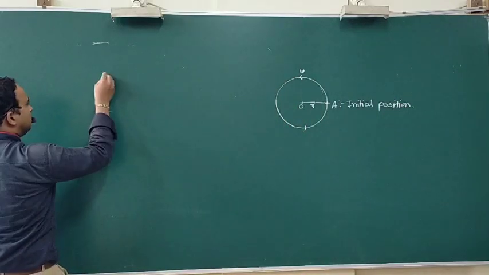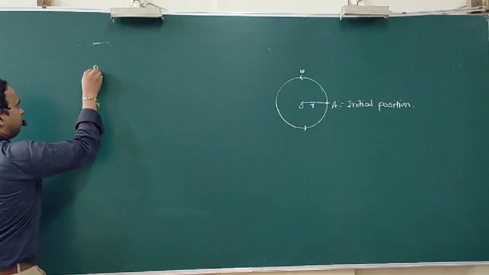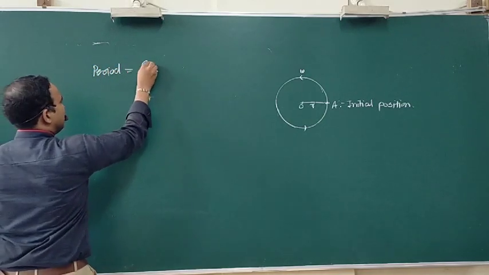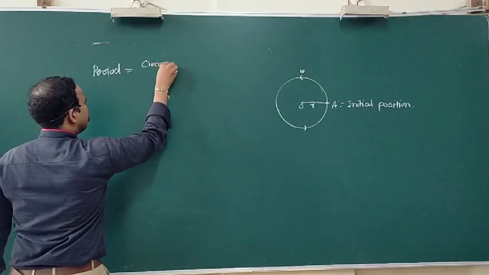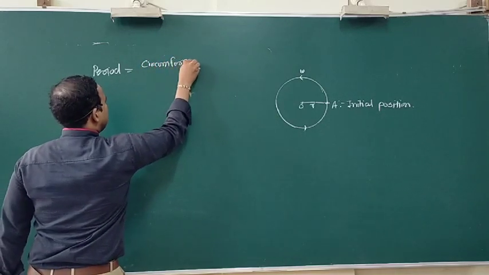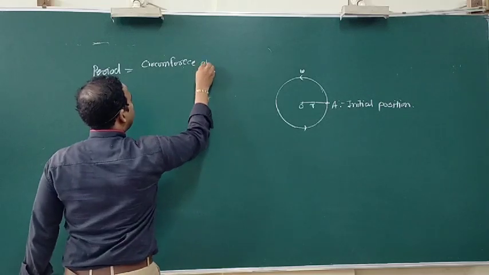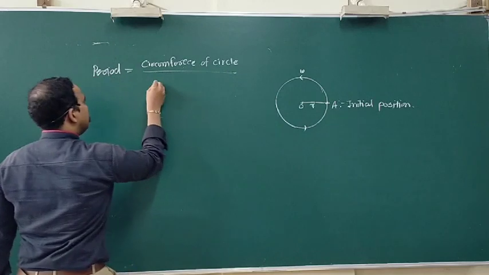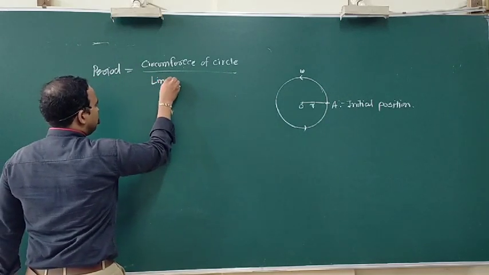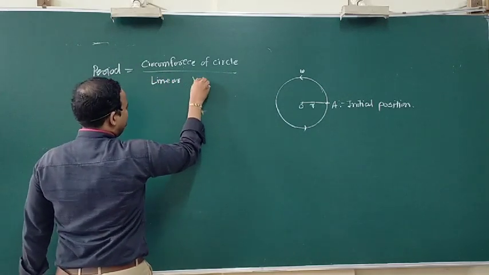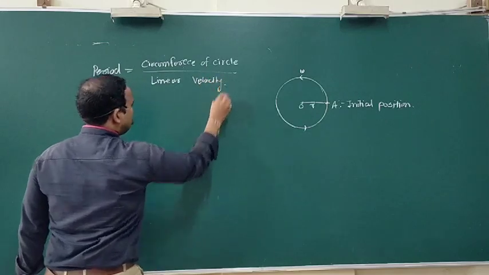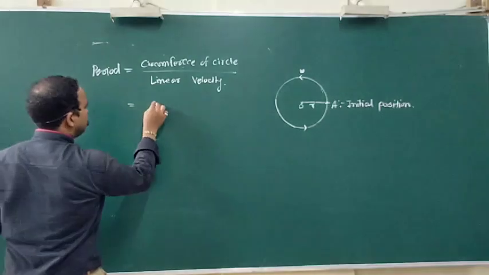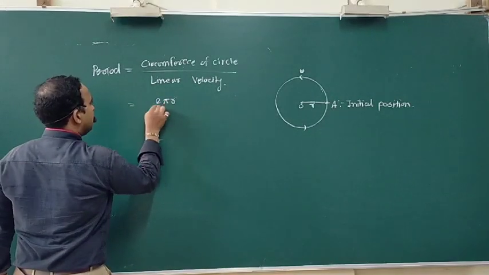Now see here, formula for period. Period is equal to circumference of circle divided by linear velocity. So we get circumference is equal to 2 pi r upon v.